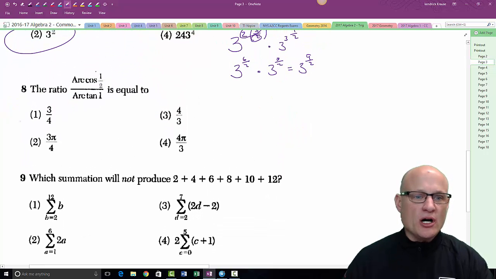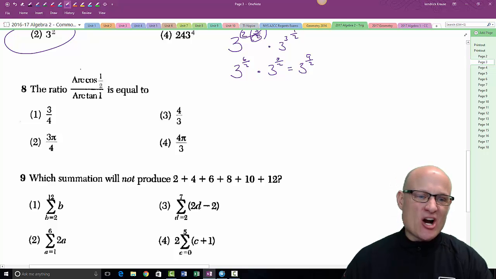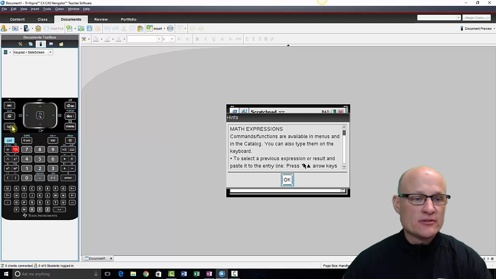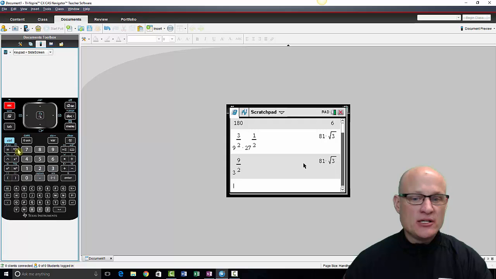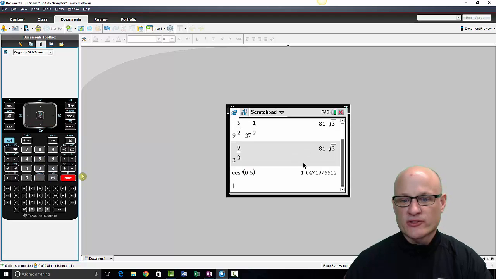The ratio of arc cosine of 1/2 over arc tan of 1. When you say arc cosine, you're saying the angle whose cosine is 1/2. That would be 60. Otherwise, if you want to do it on your calculator, it's inverse cosine of 1/2. And it would tell you it's 60.